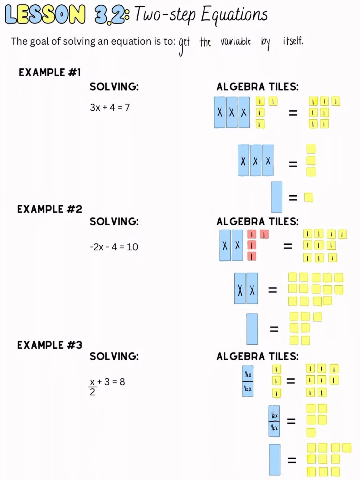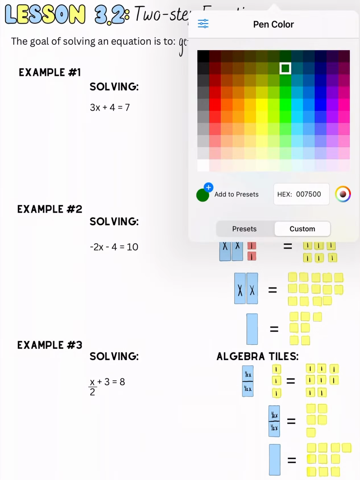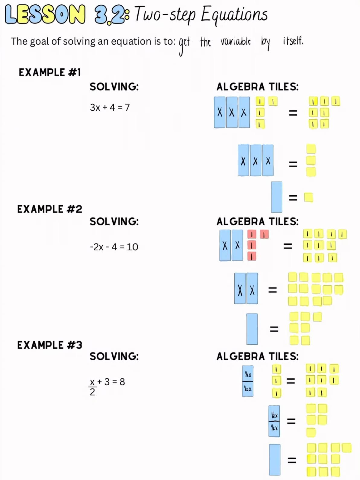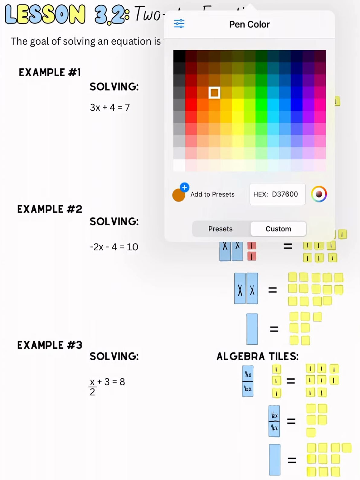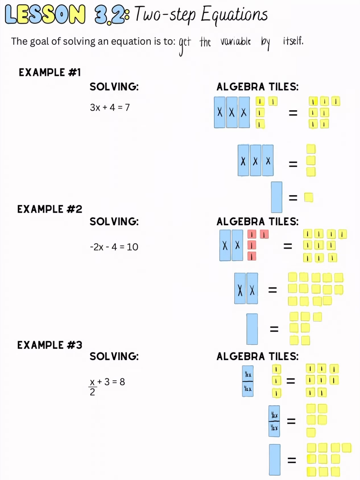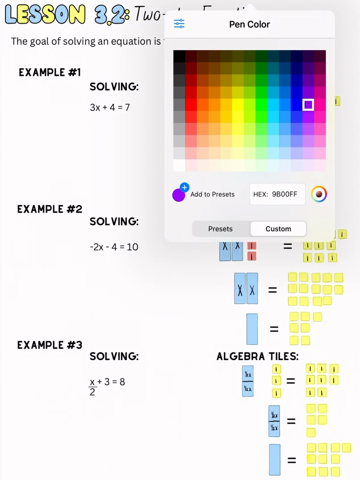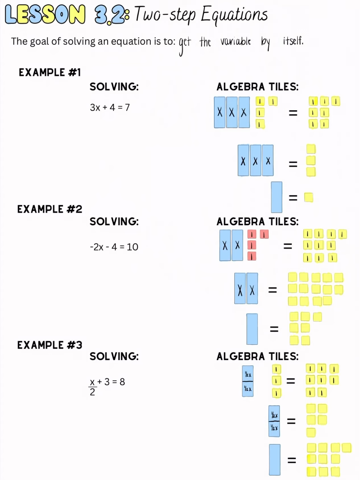So remember, the goal of solving an equation is to get the variable by itself. And to get the variable by itself, we use inverse operations. Okay, so when we're doing this, we have to remember that's our goal: get the variable by itself. So let's just hop right in.